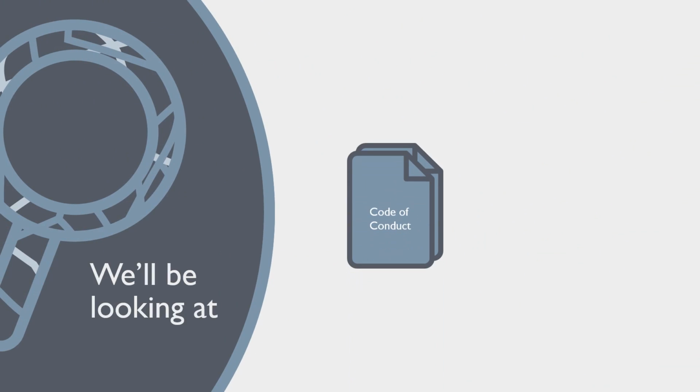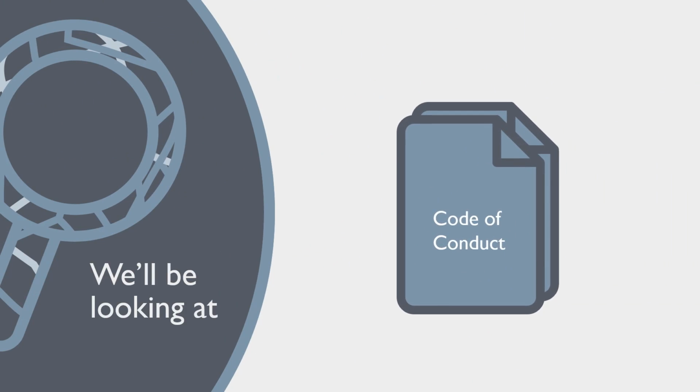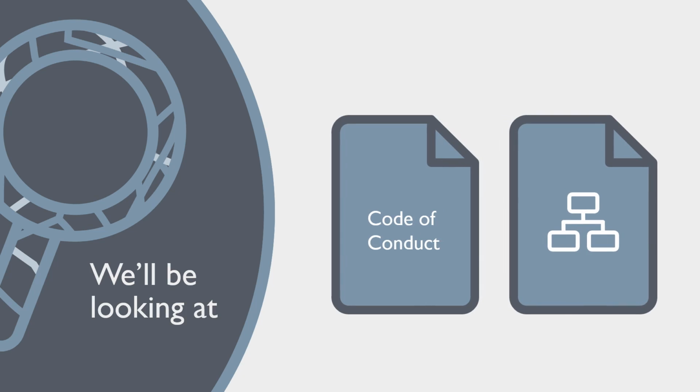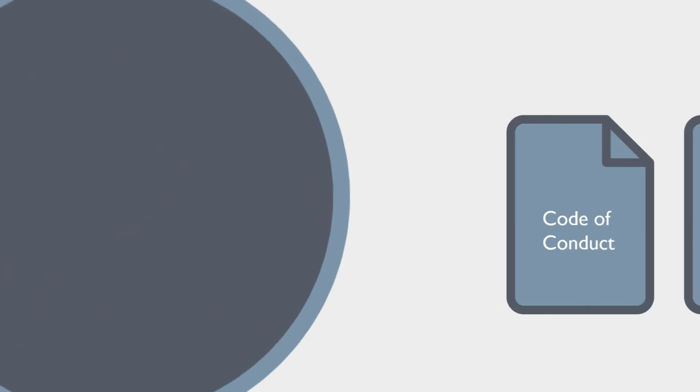What you may have noticed is that the actual Code of Conduct is a relatively short document supported by a separate and longer quality assurance framework. Let's start with looking at the structure of the Code of Conduct document and what it covers to help you navigate your way through it. We will look at the quality assurance framework in part 3 of the module.